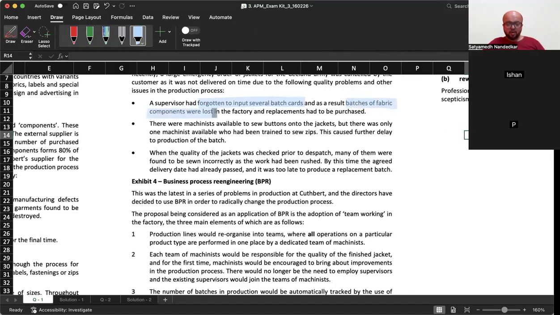Batches of fabric components were lost. Replacements had to be purchased. ठीक है. He forgot something. So some components were lost and then you had to purchase new ones. So दो बार खर्चा हो गया.